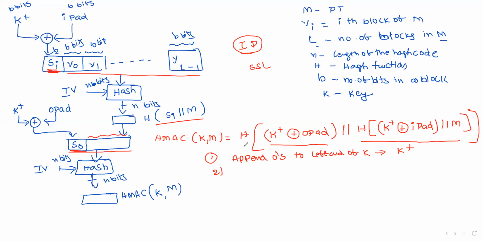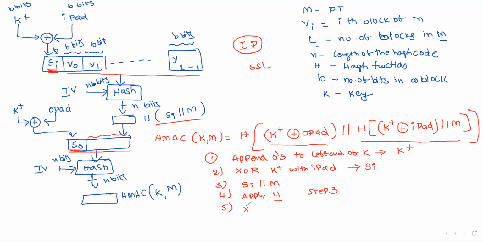After this, perform the XOR operation of K plus with IPAD. We are generating Si. This is the second step. What is the next step? Si is appended to the plain text. And the next one is: apply any hashing algorithm to the stream generated in the previous step. Whatever the appended output is, we are applying the hashing algorithm to it.